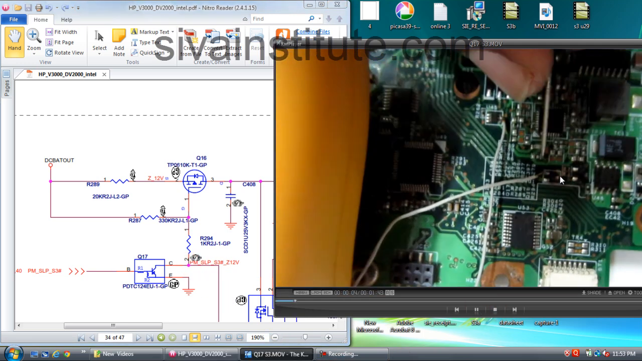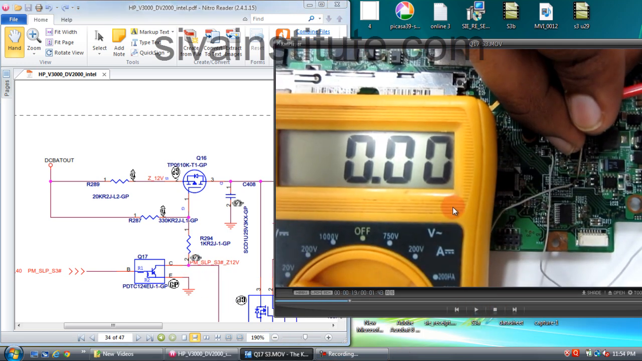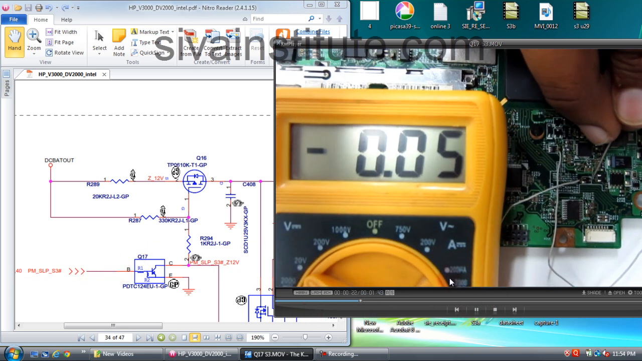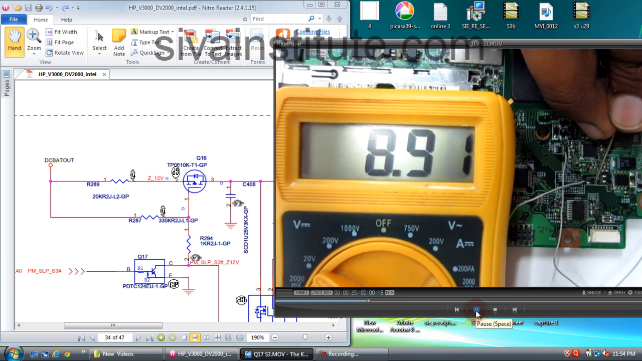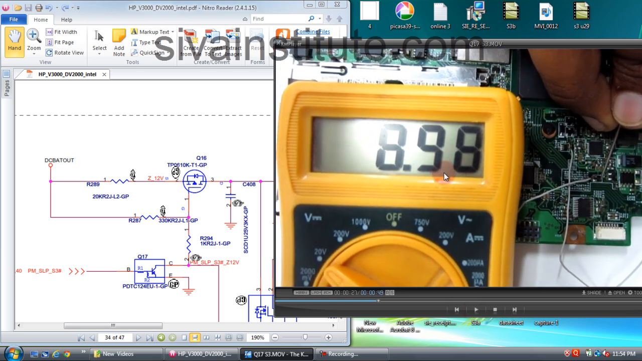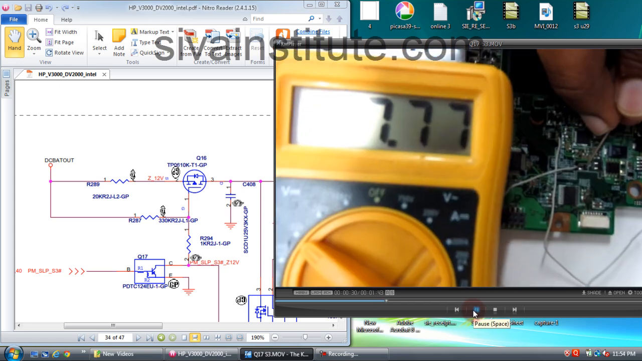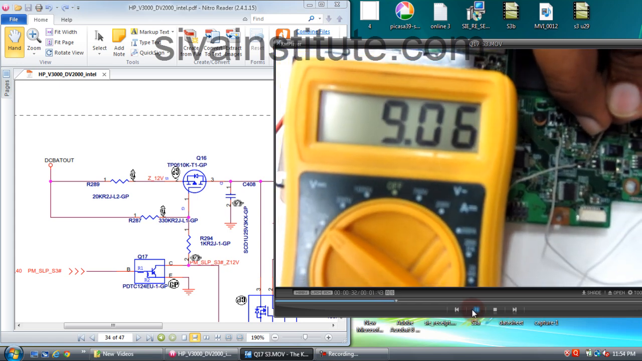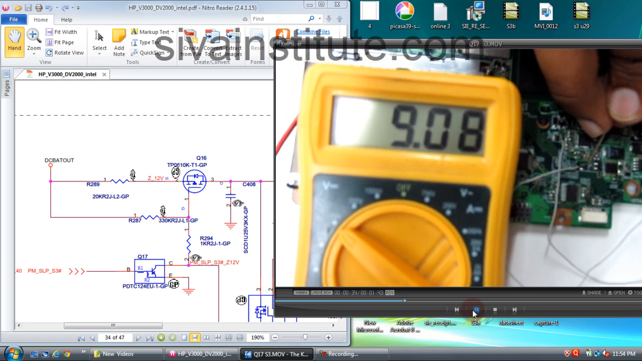This is Q17. Gate voltage 0. Base voltage 0. Collector voltage nearly 9 volts. This voltage goes to here, nearly 9. This is 0 base voltage. Collector voltage 9 volts. When we give base voltage, this voltage goes to 0.